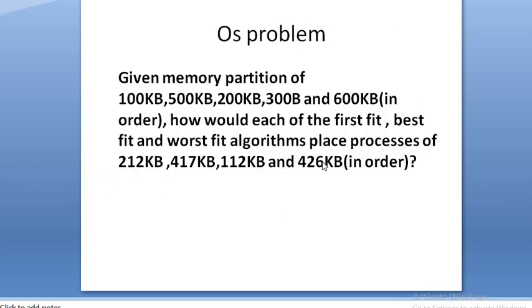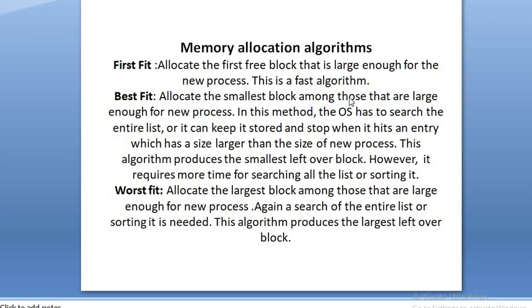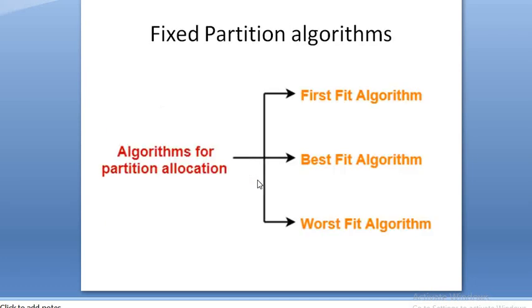Once again I am repeating. See the nearest one for 212 is 300. For 417 the nearest is 500. For 112 the nearest is 200. And 426 goes to 600. This is the methodology, but it requires more time for searching all the list. That is the drawback.